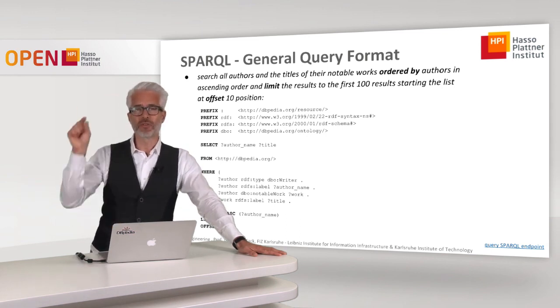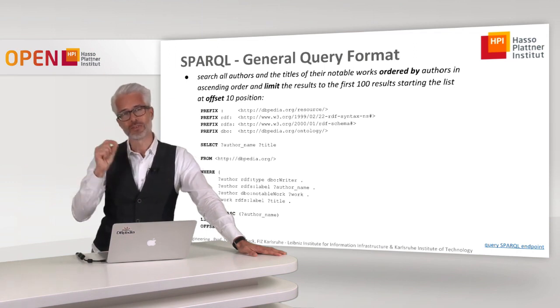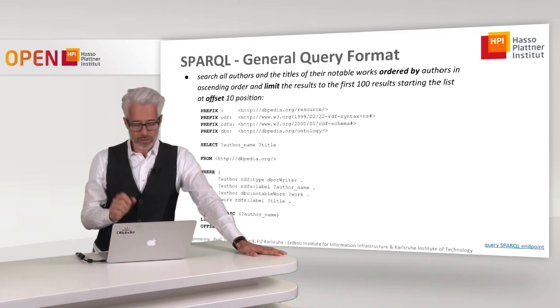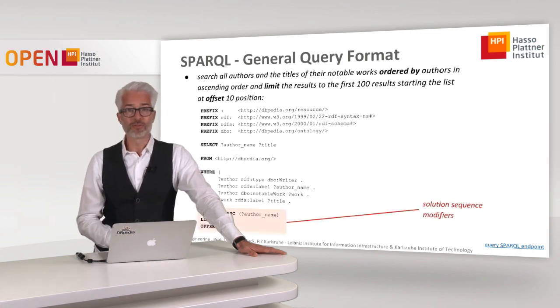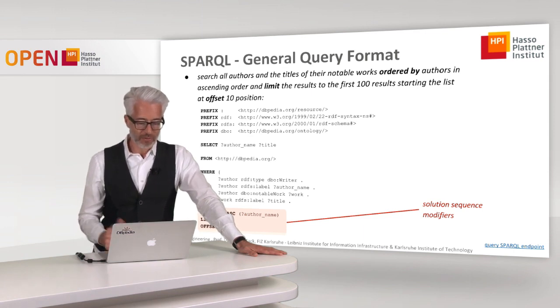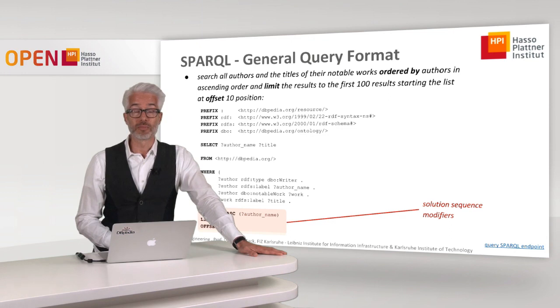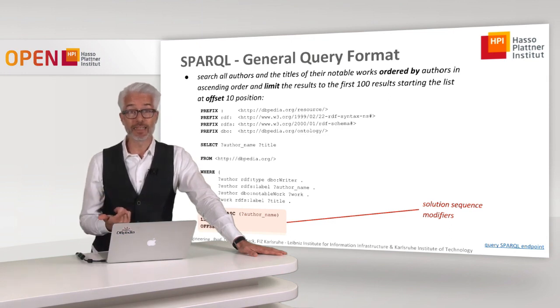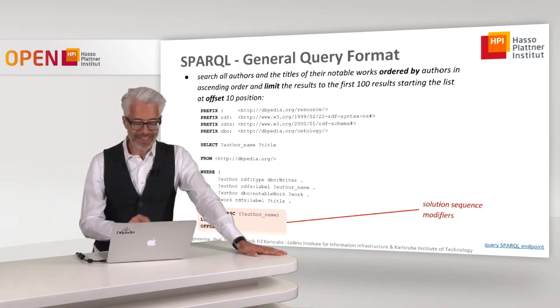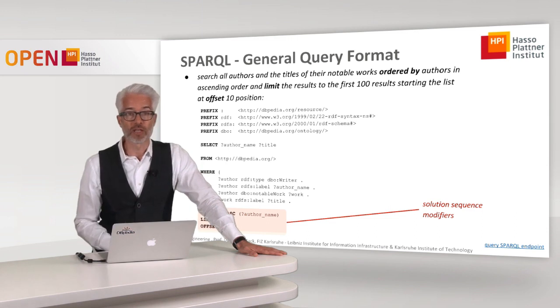And you do not want to start with the first one, you want to start at position 10. So it means you define an offset of 10. You do this in a quite simple way. So first of all, you see here you have so-called solution sequence modifiers in SPARQL. First thing is you specify with ORDER BY a way how the result should be ordered. And then you have the possibility to say ascending, ASC, or descending, DESC. And then you can specify one or more variables according to which the result, the output, should be ordered. And here it should be ordered in ascending order by the author name.